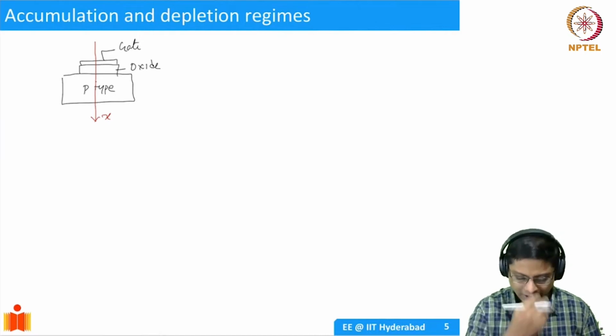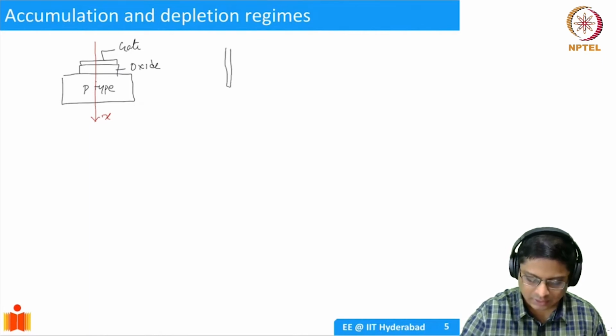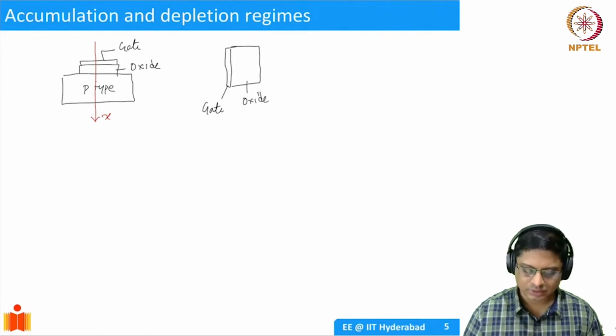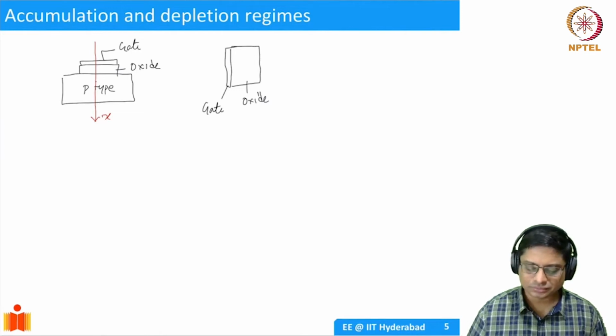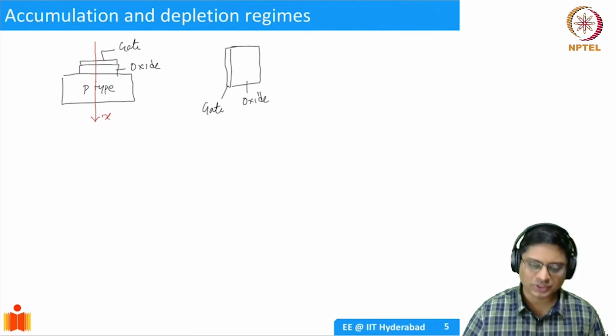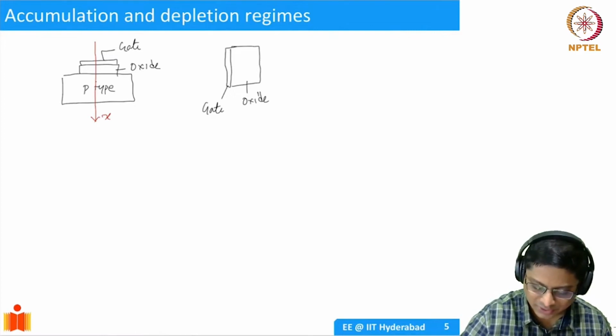So what I'll do is I'll just flip it, and I'll have a gate, and then there is an oxide. So this is my gate, and this is my oxide. And for now, I don't really want to bother about what is there in the oxide and gate. We will look at it later. For now, I want to purely look at what is happening in the semiconductor. So I'll draw the bands of a semiconductor.